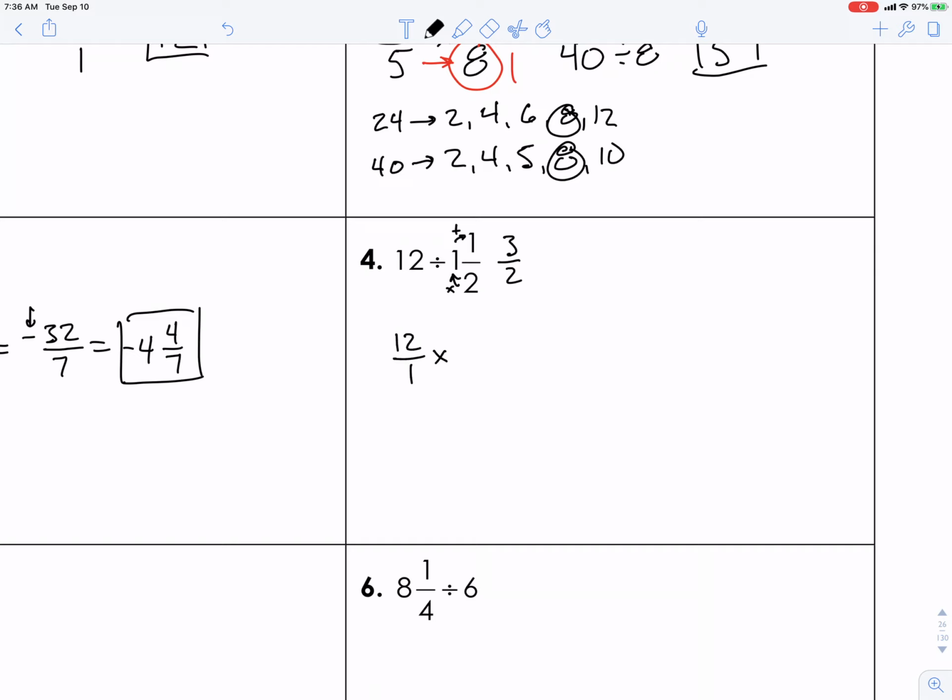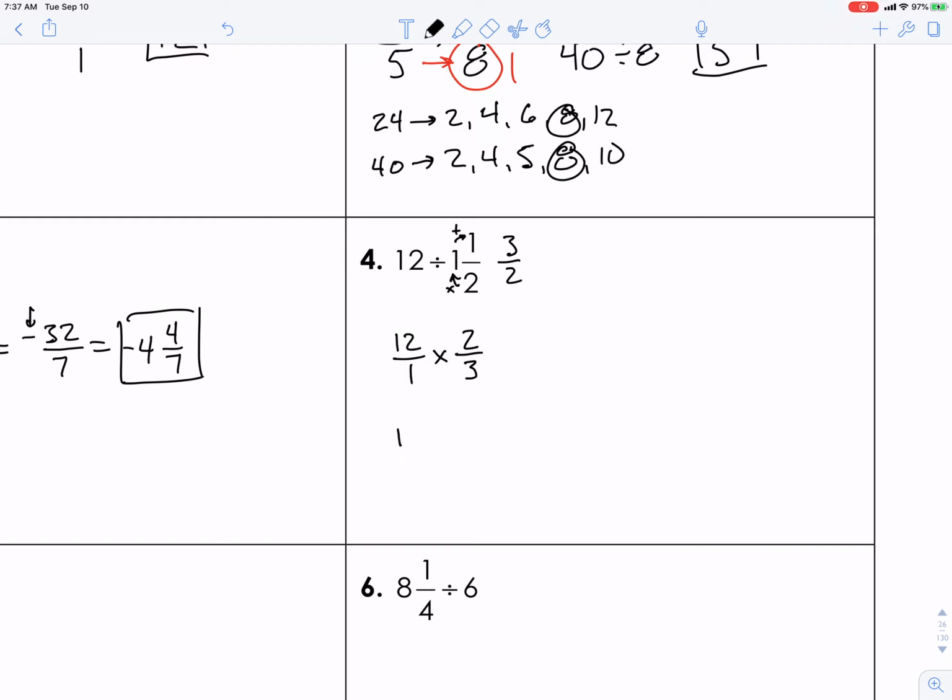I take that fraction and I flip it. Oops, not a 2. That's not a 1. That's a 2. I flip it to its reciprocal. Reciprocal just means the opposite of what it was. Flipped it. Now, I can cross reduce.